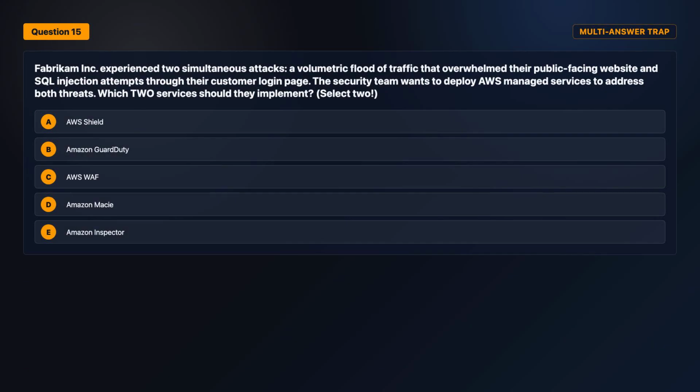Now, question 15. Eliminate before you select. Fabrikam Incorporated experienced two simultaneous attacks, a volumetric flood of traffic that overwhelmed their public-facing website, and SQL injection attempts through their customer login page. The security team wants to deploy AWS managed services to address both threats. Which two services should they implement? Select 2. Review the answer choices on screen.